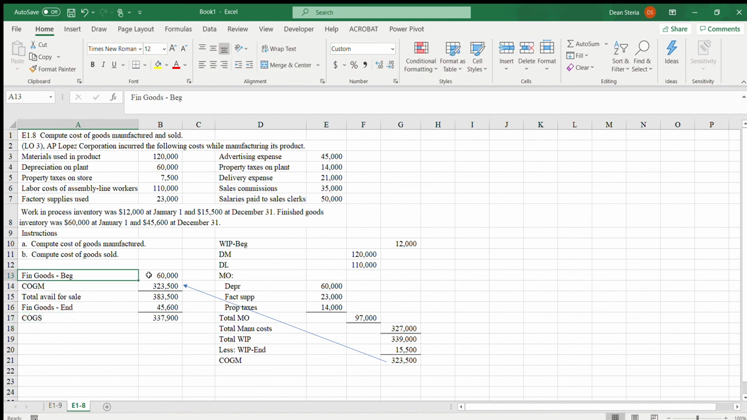Because I take my beginning finished goods based on our cost of goods manufactured schedule. I made $323,500 worth of material. So I add those two together, that's the total that I have available for sale. So I could sell $383,500 because that's what I had in inventory. I subtract my ending inventory because I still have that. So that means this amount here, this $337,900, went away. We sold that. Okay, cost of goods manufactured, cost of goods sold.